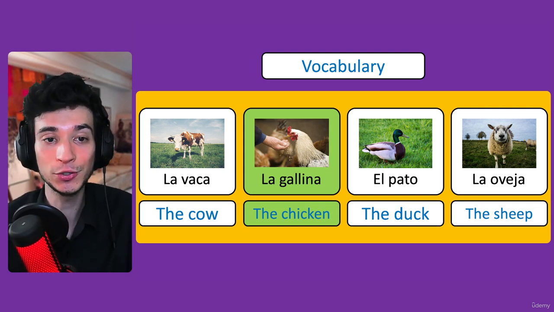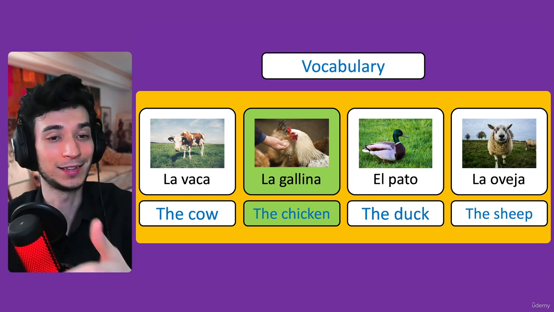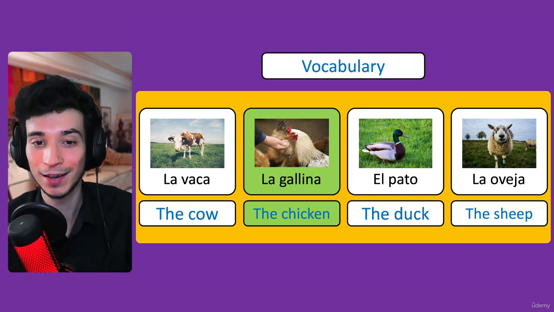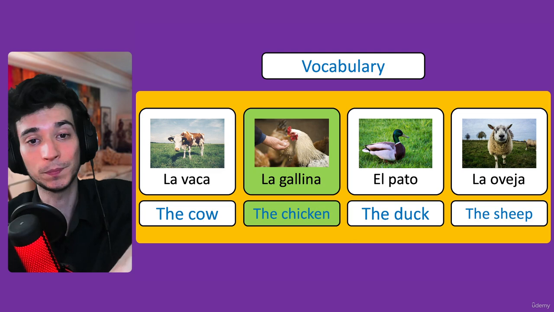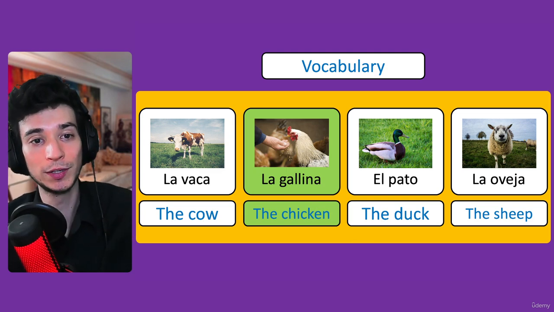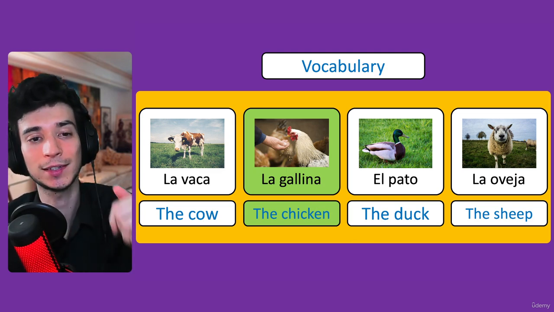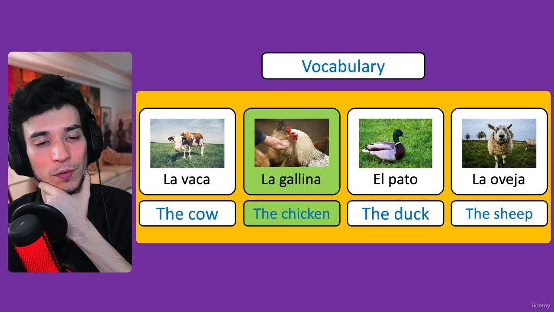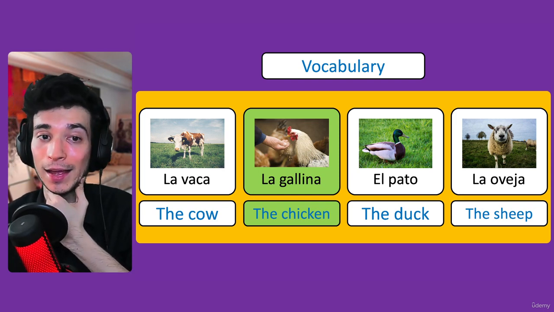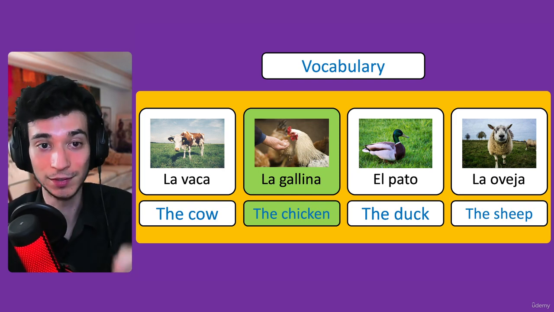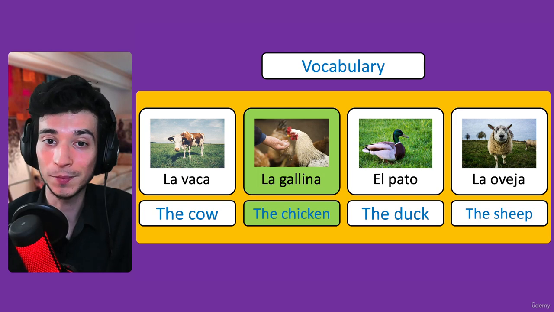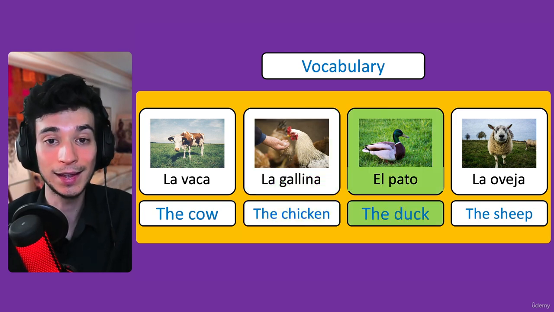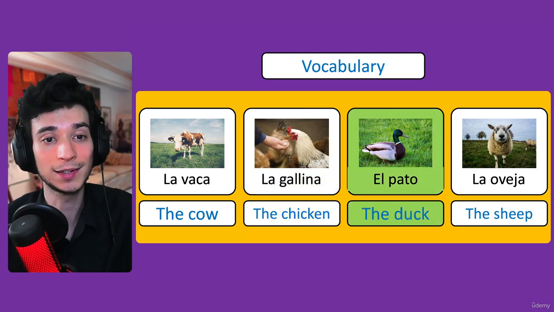Because when it's a male chicken, a lot of people say el gallo, la gallina, el gallo. But pollo tends to be for like maybe small chicks, yeah, small male chicks. And it also means chicken for like the eating, the food one. Okay, the next one, el pato, the duck.